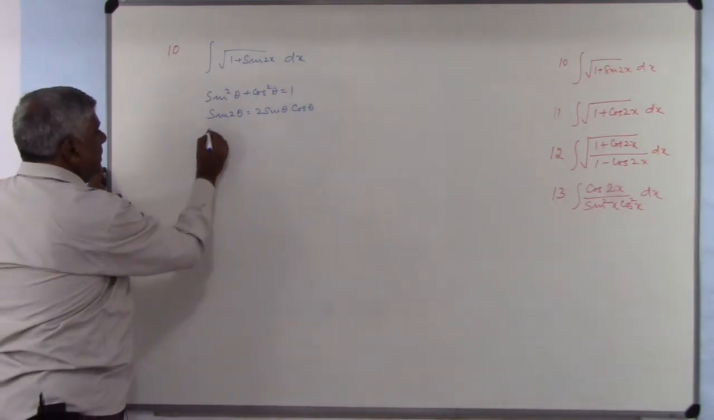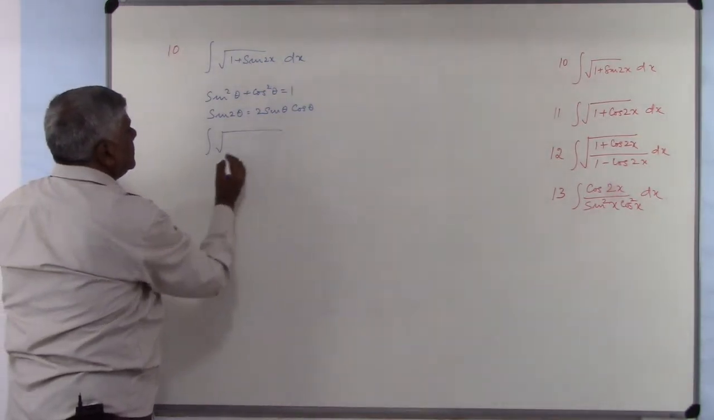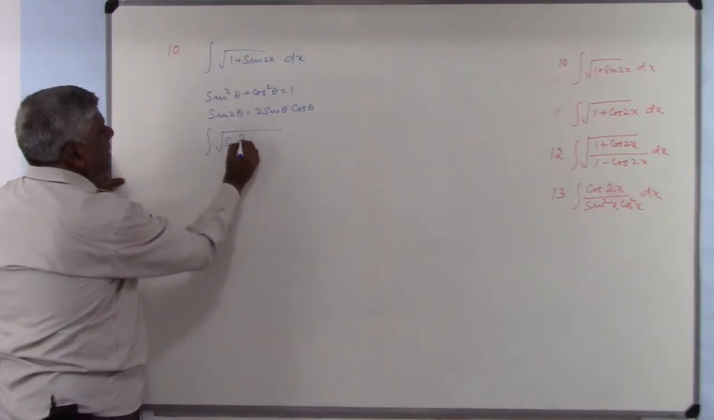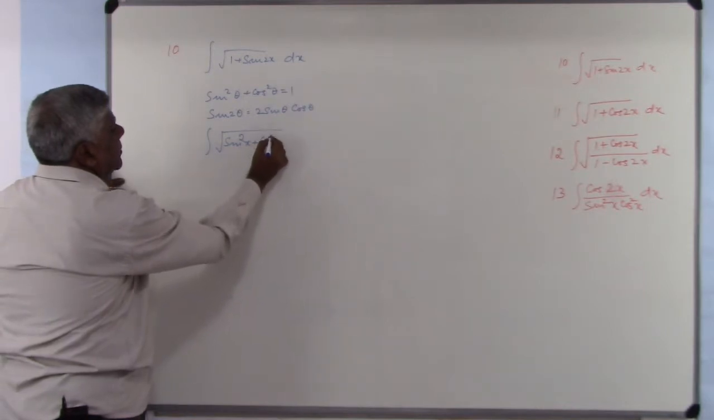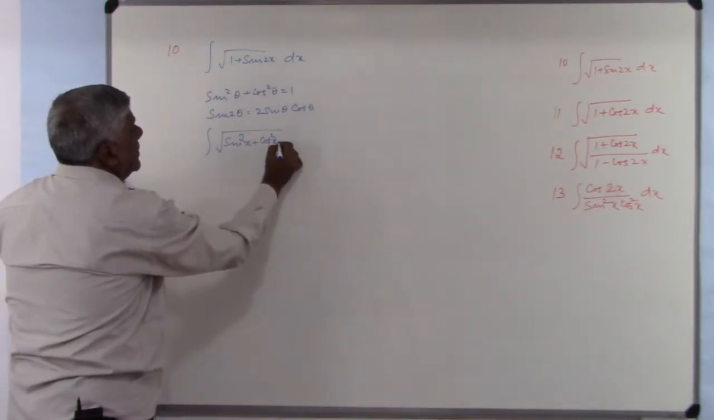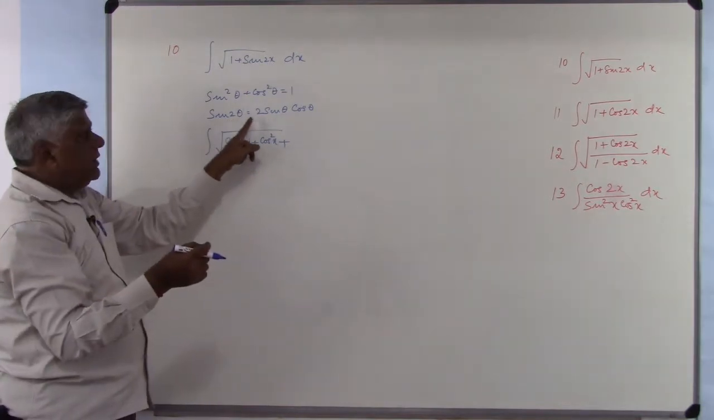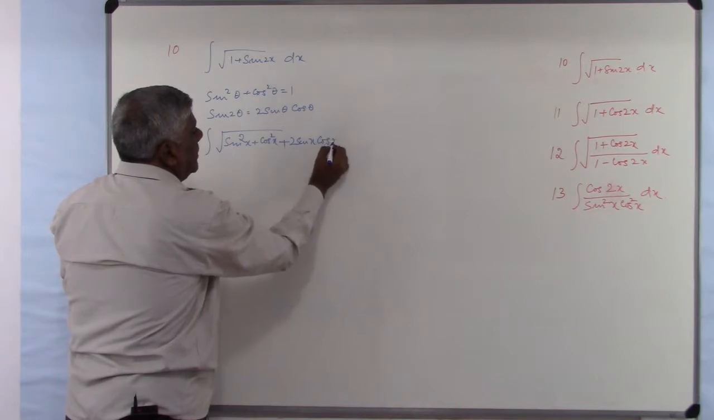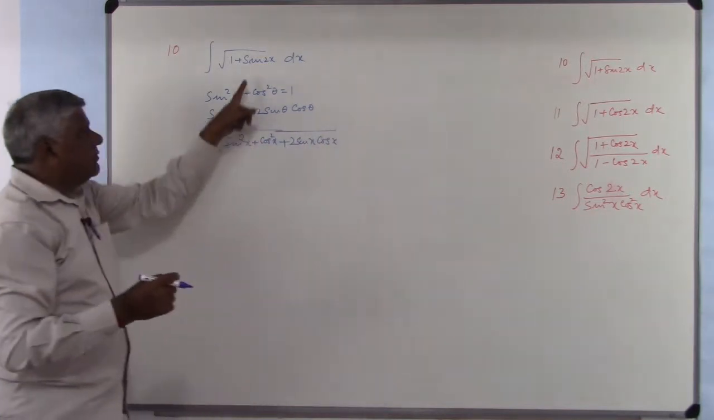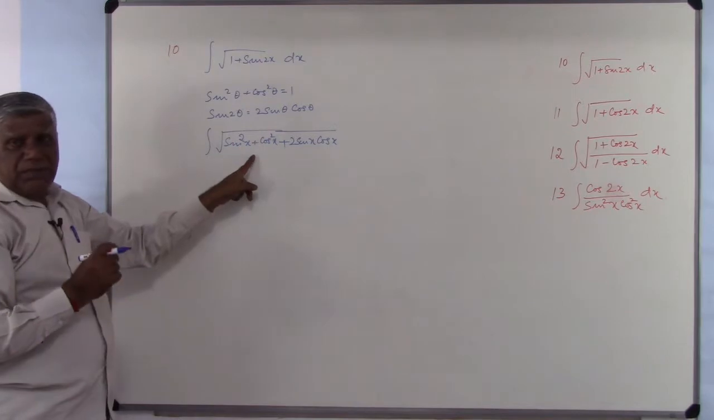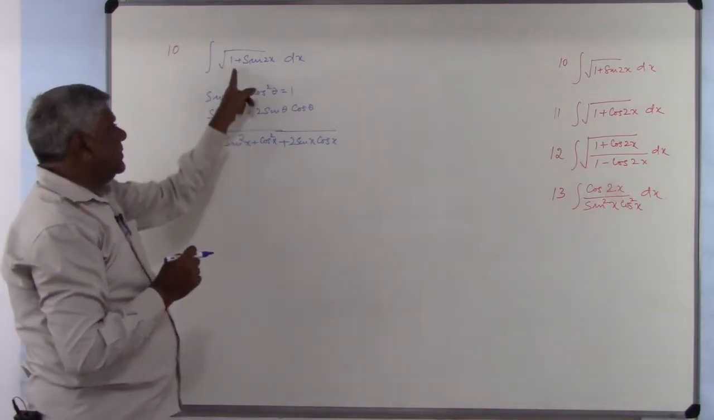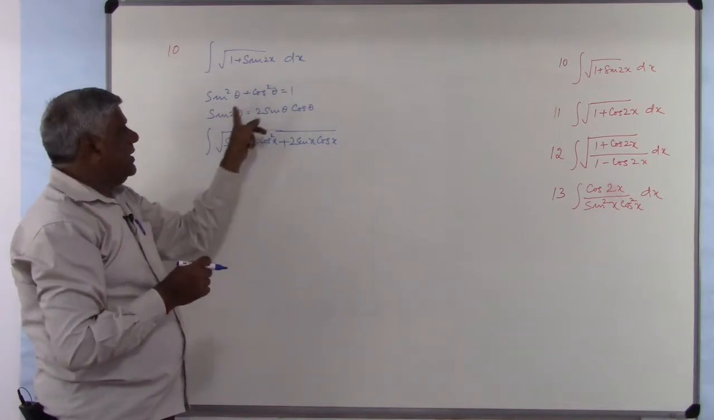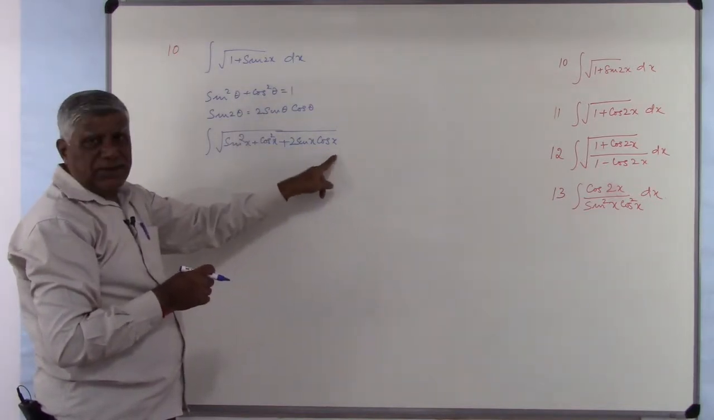Now applying this, root of 1 is what? Sine square x plus cos square x, plus what is sine 2x? It is 2 sine x cos x. Will you agree? These two formulas we have adopted here: sine square theta plus cos square theta is equal to 1, plus sine 2 theta is equal to 2 sine theta cos theta.